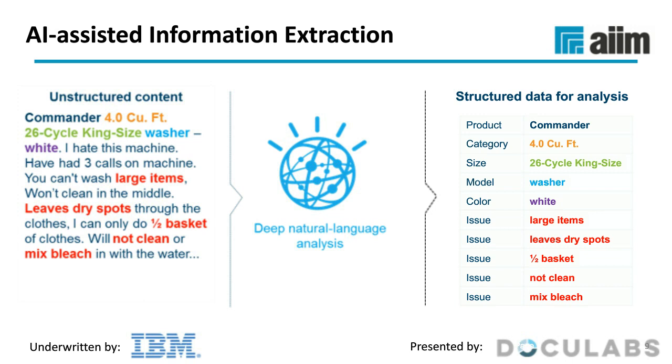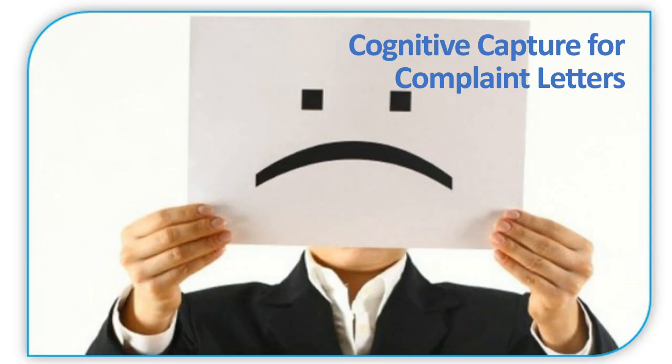Let's stick with complaint letters because I think it's a great example of the type of document that's impossible to capture with templates, but works very well with cognitive capture. So, there's organizations all over the world that have centralized their complaint letter processing, and they'll get hundreds or even thousands of these letters a day, and they've got people manually reading them and determining what to do. Well, let's see what cognitive capture would do.